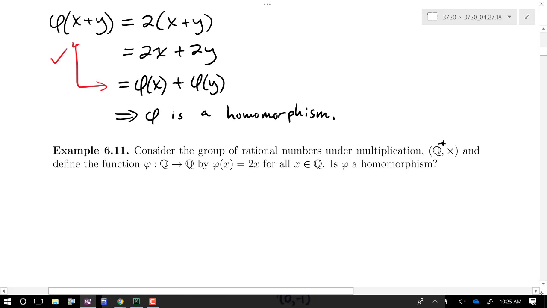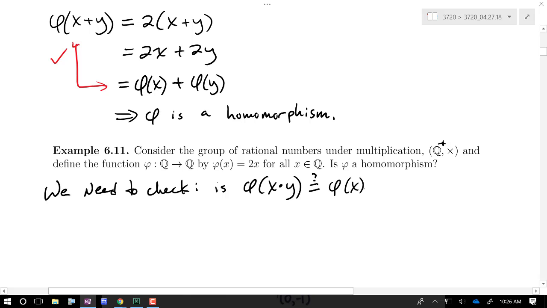We're changing the operation in this group to multiplication, right? So now the identity element is 1. We know that the inverse of an element is just the reciprocal instead of its negative. And we're going to define our function in the same way. Now is phi a homomorphism? Again, we need to check: is phi of x times y equal to phi of x times phi of y? Our operation in the group changed. It's still from the group to itself, so we have the same operation on both sides, but that operation has changed to multiplication.